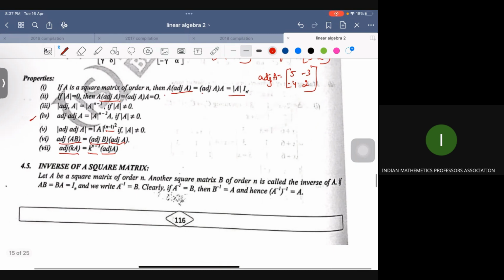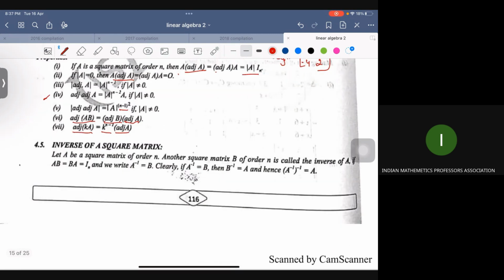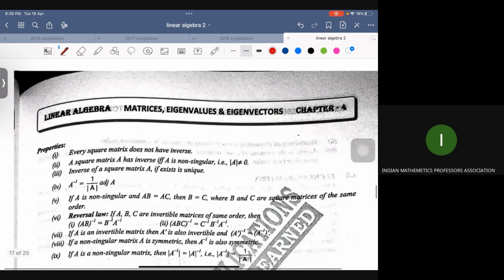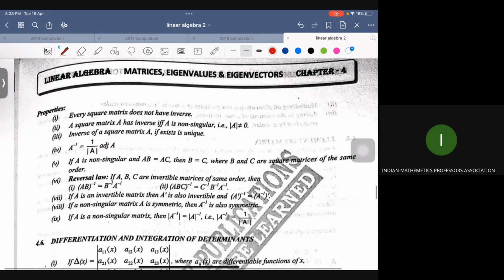Inverse of a square matrix. We can say if AB equal to BA is equal to I, then B matrix is said to be the inverse of A. So we can write B is equal to A inverse. That is, A into A inverse is equal to I. And the inverse of the inverse matrix is nothing but the same matrix: A inverse the whole inverse is equal to A. And every square matrix does not have an inverse sometimes, because A inverse is defined by 1 by determinant of A into adjoint of A.